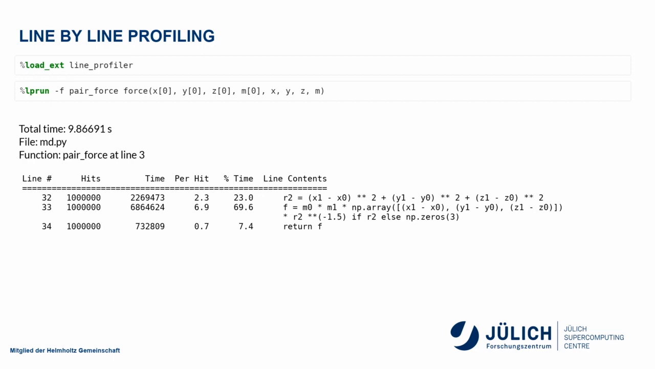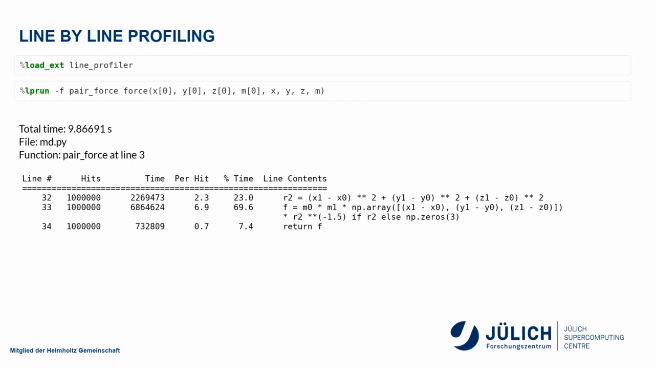So 23% are spent just on calculating the distance. Because my force here is a simple 1 over r squared force, I do need the distance. So I spend 23% of my time calculating the distance, and then 69% of my time calculating the forces. All right. So is there a way to speed this up?